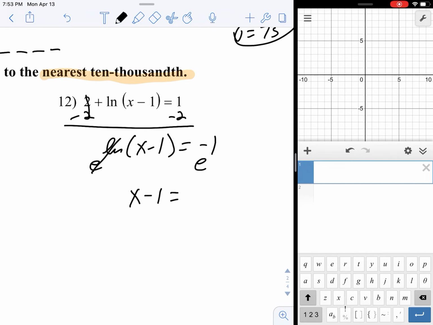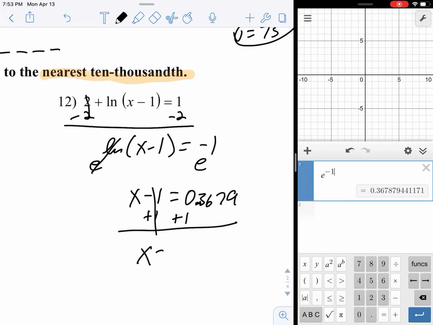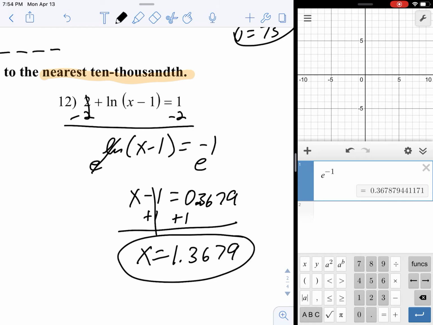Well, that is going to take a calculator. e raised to the negative 1, 0.3679 to the 4th decimal place. It's an 8, but the next digit's a 7, so it rounds up to 9. Now we need to add 1 to both sides. x equals 1.3679. So yeah, ln's use base e.